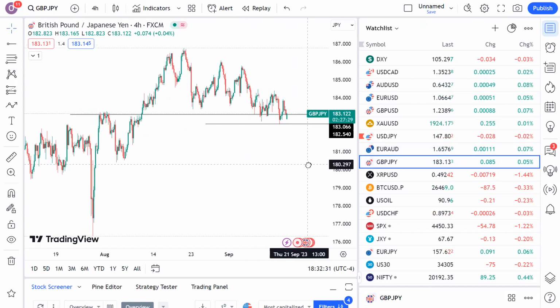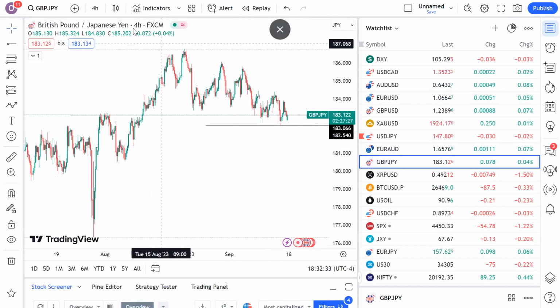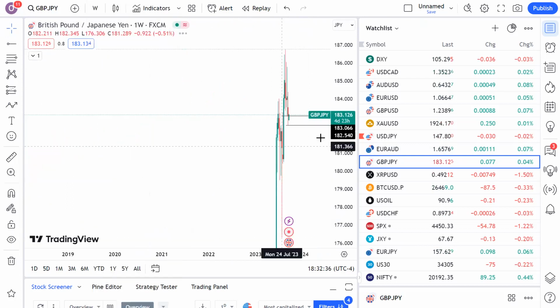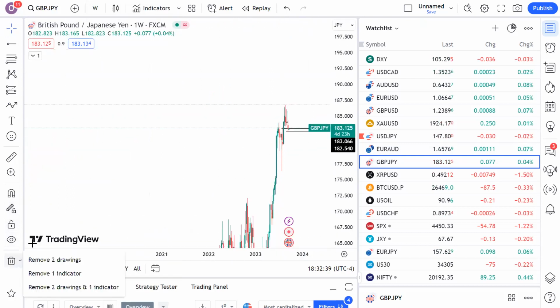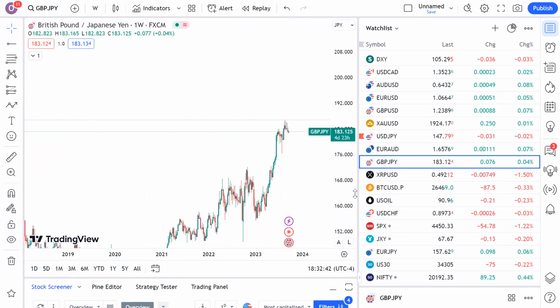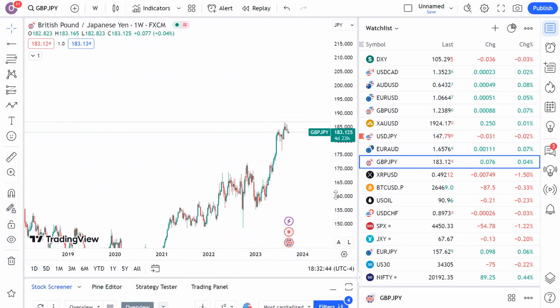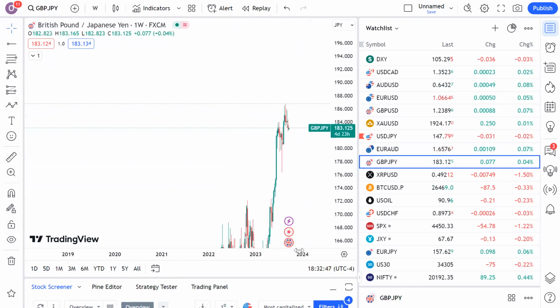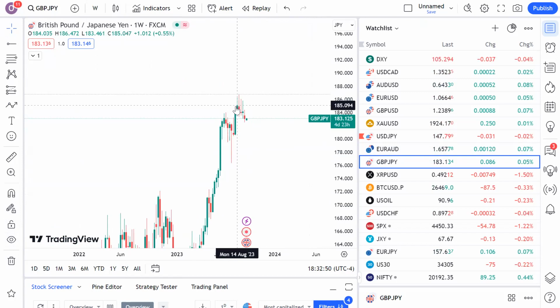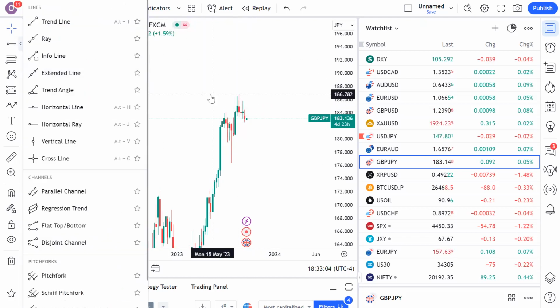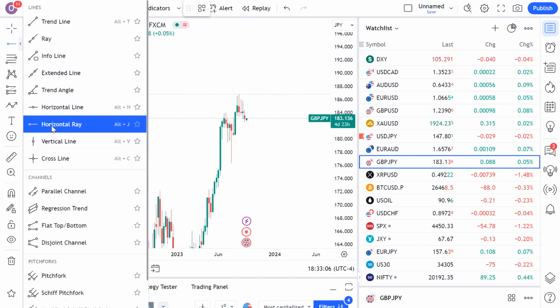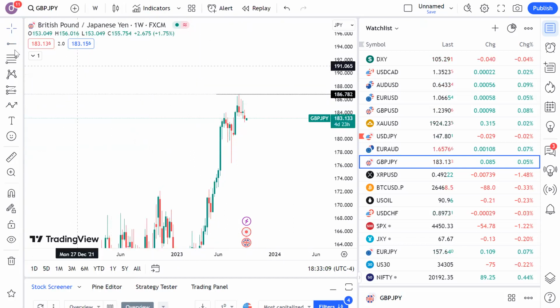GBP JPY is kind of in the same boat. Let's just go ahead and delete this. Obviously, we've been in this massive bullish structure, right? Bullish channel. Well, in the last 1, 2, 3, 4, 5 weeks, we've seen that price has failed to go anywhere, right? Price looks like it wants to go higher, it'll reject, and it's done that 5 weeks in a row. So, you know, bullish chart, but most definitely not bullish at the moment, right?